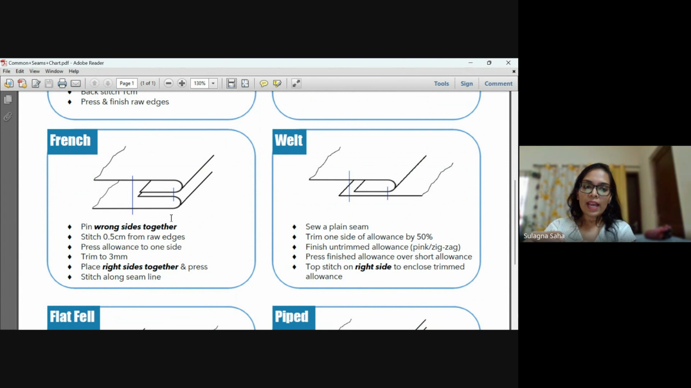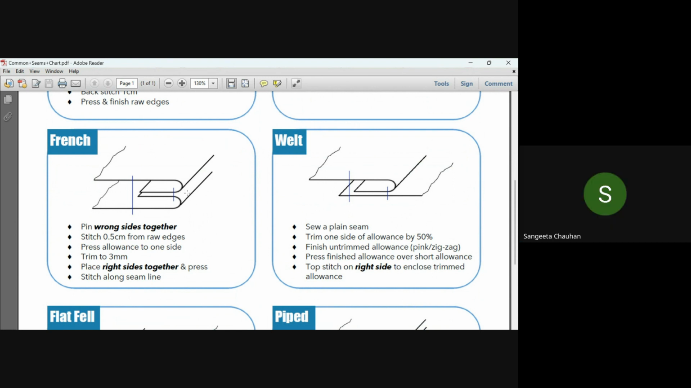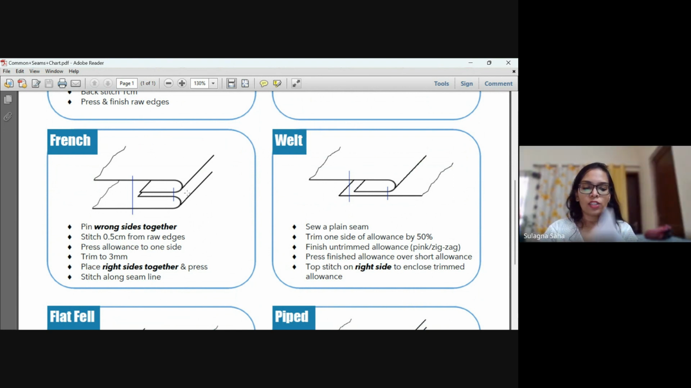We stitch at the edge first. ठीक है, edge में हम 0.5 centimeter from this edge you are stitching first. Okay, is this clear? The first part. Yes, ma'am. And then you turn it around. ठीक है, you stitch it, press it on one side, and you turn it around.